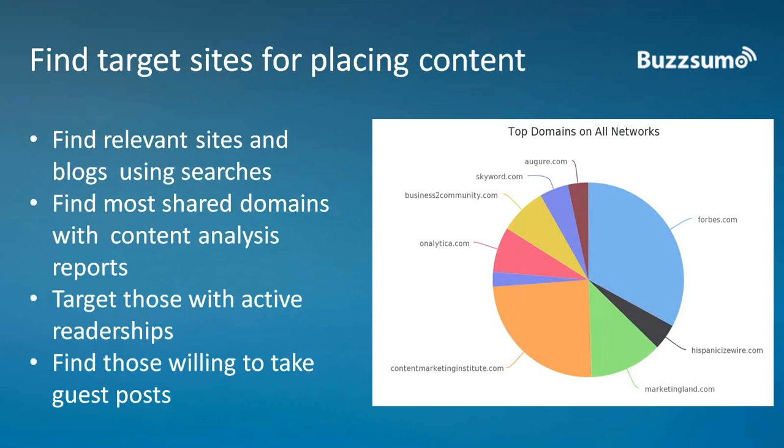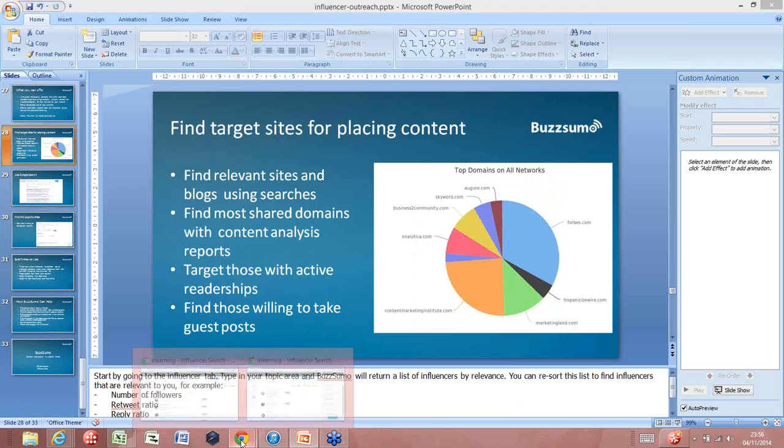Another thing is just to find target sites for placing content. It's not always about individuals. You can outreach to specific sites. You can do this using, obviously, searches in BuzzSumo for heavily shared sites, or even Google searches. A nice feature of BuzzSumo is you can find the most shared domains with a content analysis report. So just to quickly show you one I prepared earlier.